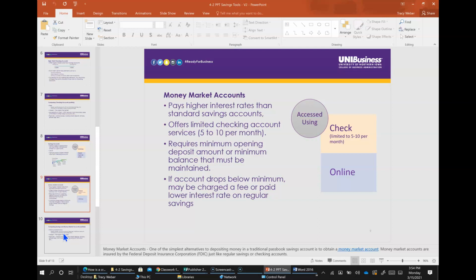In addition to the limit on monthly transactions, money market accounts usually have other restrictions as well, such as a required minimum opening deposit amount or a minimum balance that must be maintained. If there's a minimum balance requirement and the account drops below the minimum, account holders may be paid just the standard lower interest rate offered on a regular savings account.